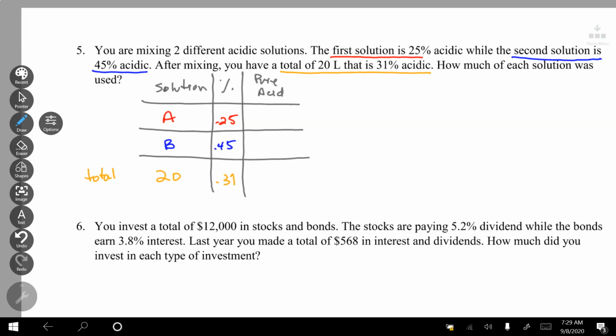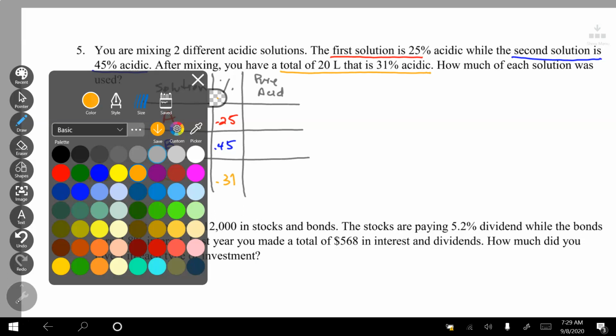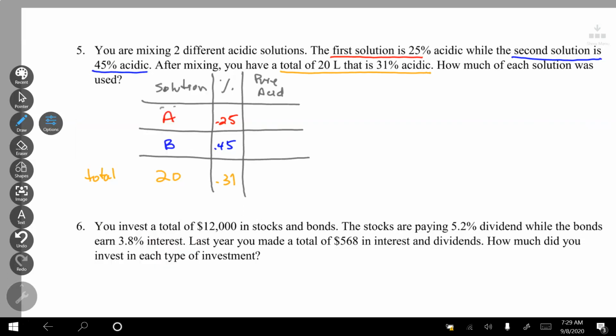So how do I get the pure acid? Well, to figure this out, I take this and I multiply across the rows. So the first one, just 0.25A. The second one is 0.45B. And the last one, 20 times 0.31 is 6.2.